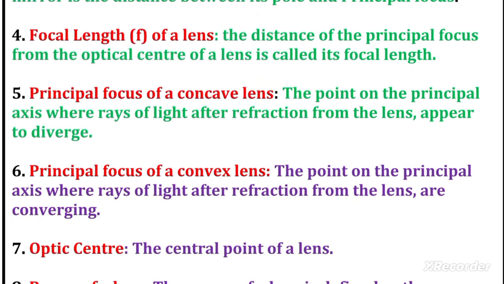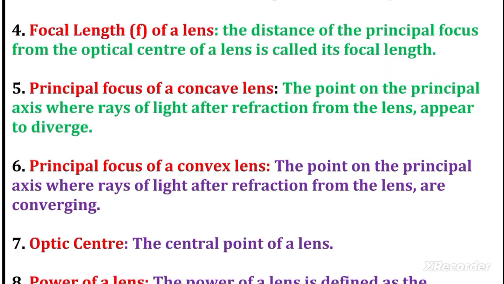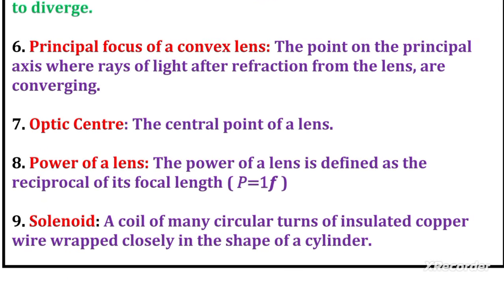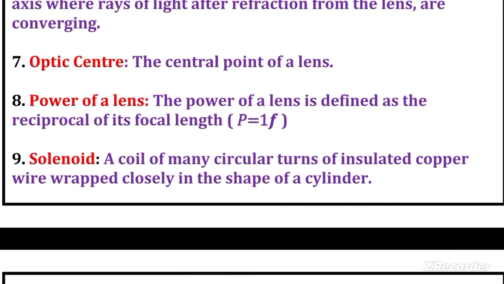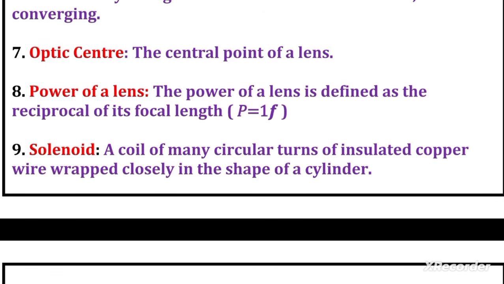Focal length of a lens: the distance of the principal focus from the optical center of the lens is called the focal length. Principal focus of a concave lens: the point on the principal axis where rays of light, after refraction from the lens, appear to diverge. Optic center: the central point of a lens. Solenoid is most important. Power of a lens is also important. The SI unit is also asked: diopter.